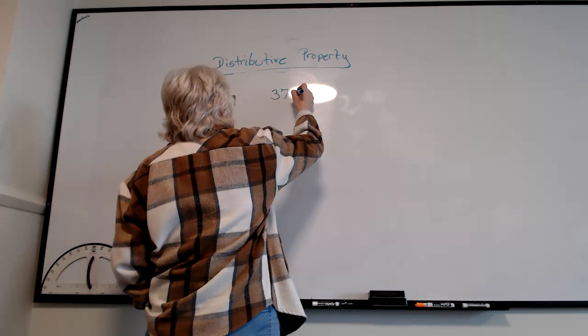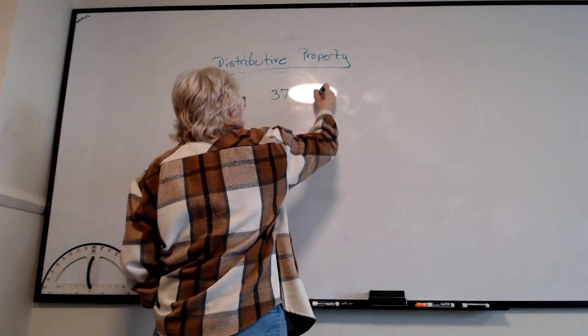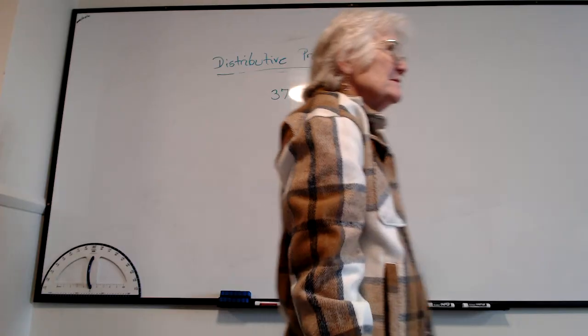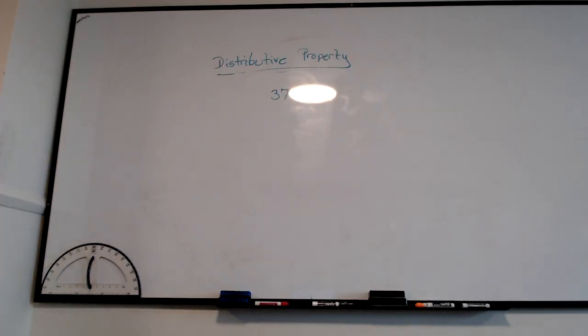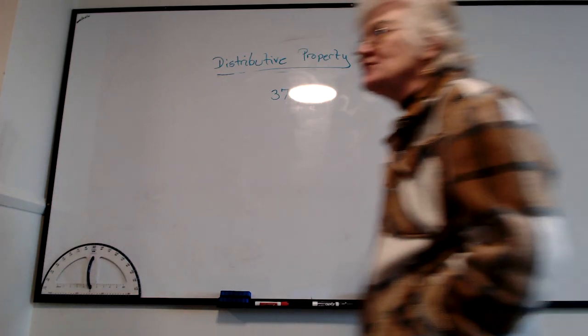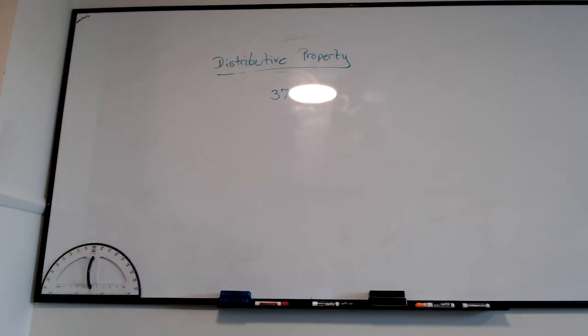So let's say we're doing this. 37 times 42. How many of you right now could say, I know how I could get that answer? Do you know how to do it? Would you get the right answer? Okay, let's try it. Everybody do 37 times 42 without a calculator right now. Tell me what they got.